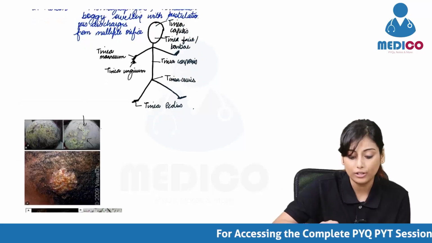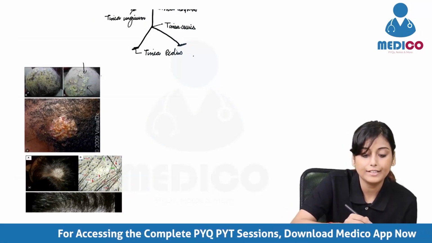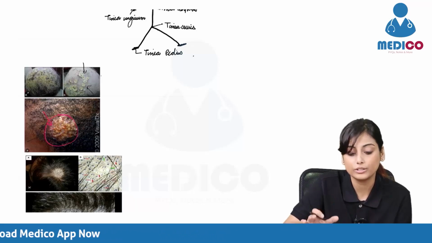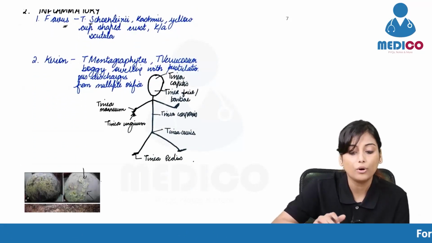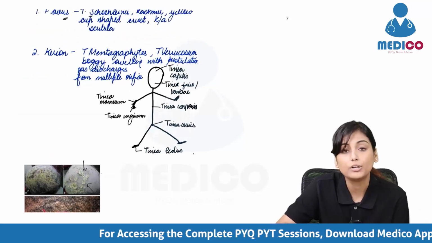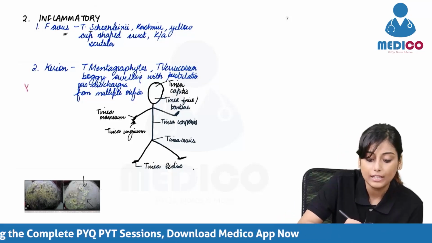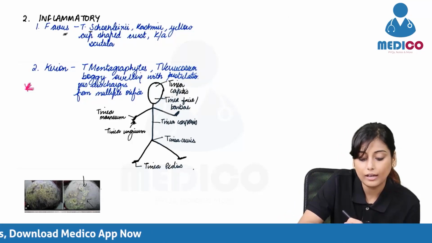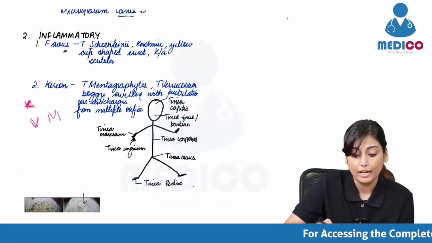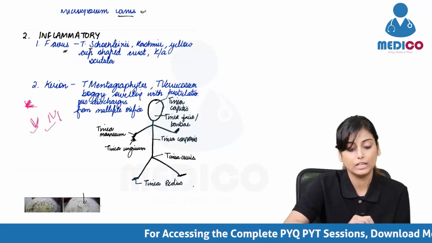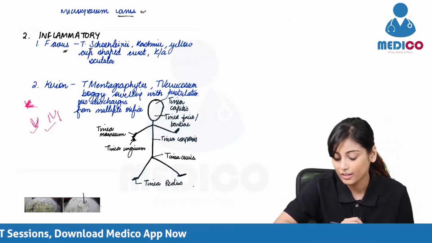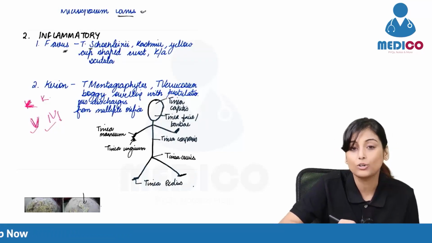Then there's something called kerion. This is kerion. You have tender, extremely painful, boggy swellings over your scalp area, with pus discharge, and that is seen with Trichophyton mentagrophytes and Trichophyton verrucosum. How I remember it is, if you twist the K, you'll get a V, and from the V you can also make an M. I think you got the mnemonic, didn't you? K will make V and it will also make M.